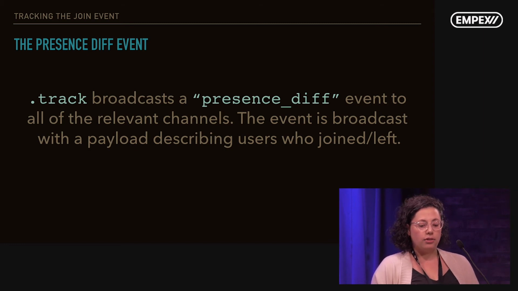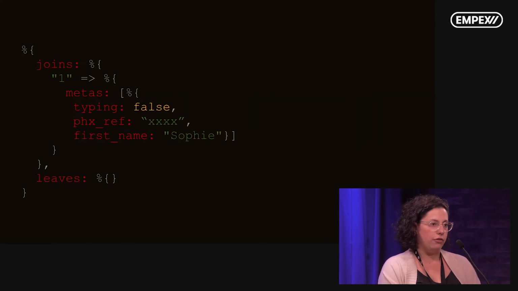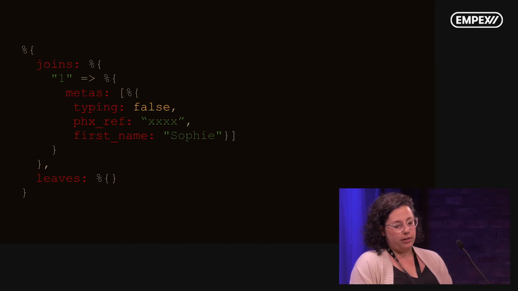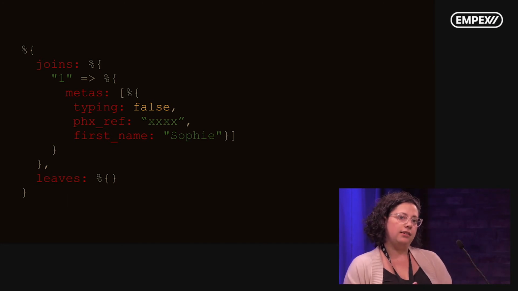And the event is broadcast for us with a payload describing users who joined or left the room. So this is the payload that gets sent out for us to all the subscribing clients. Another thing I really like about Phoenix Presence, which we're going to look at next, is it takes a lot of the decision-making out of our hands with regards to how we handle this stuff on the front end.